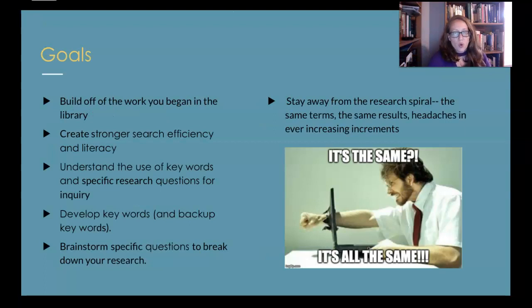So a couple of goals for what we're going to be doing today are, first, again, just to build off the work that you began with the librarian, to create some stronger search efficiency and stronger search literacy. I know it doesn't seem like it would be a skill to Google something, but there's a lot of skills and strategies involved in being really efficient and really effective at being able to get at the sources that you want and the things that you want.